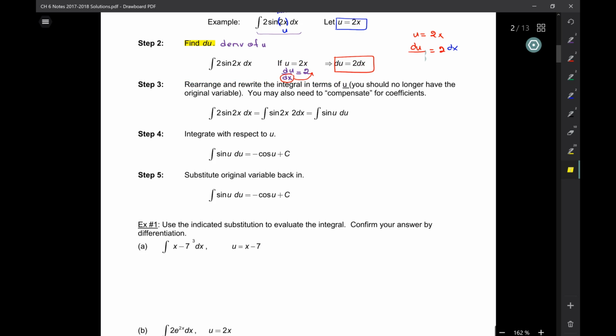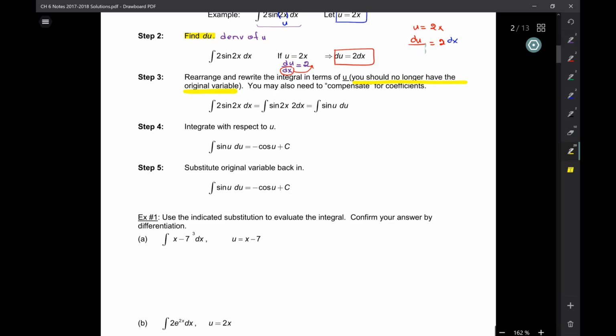Okay, here's the important part. You should no longer have the original variable left. The original variable is x. Once you've done your u substitution, x should disappear entirely. So, take a look at here.